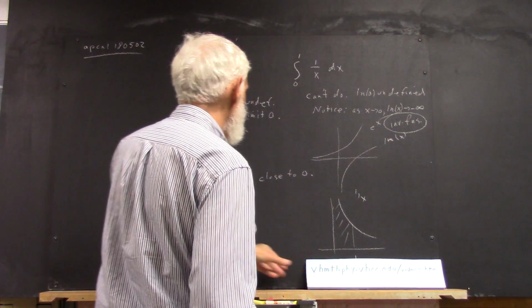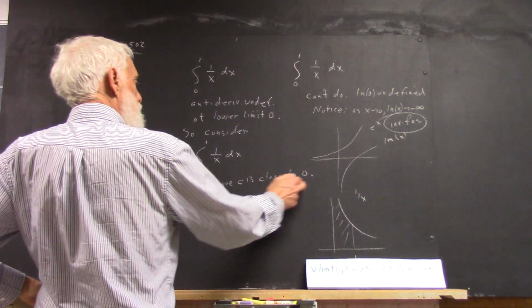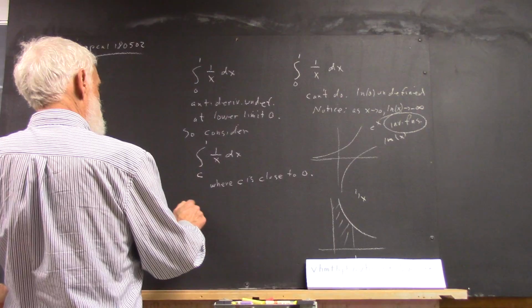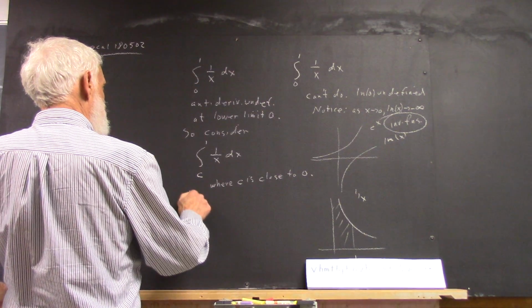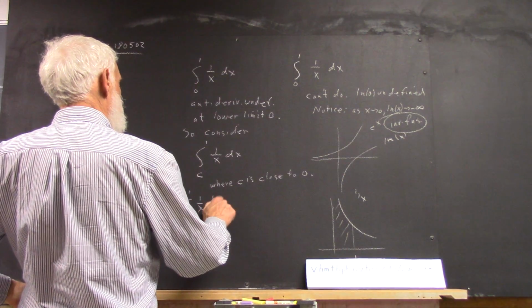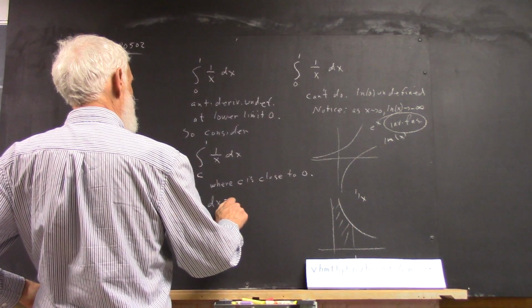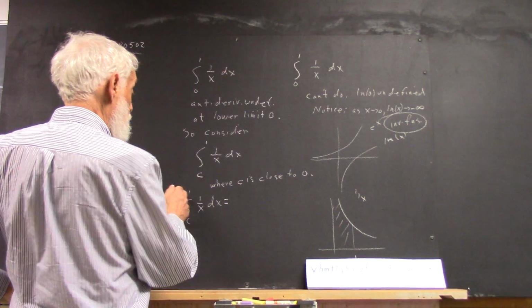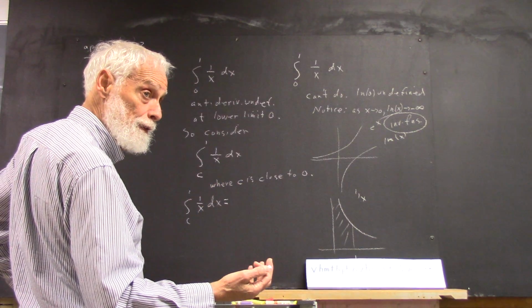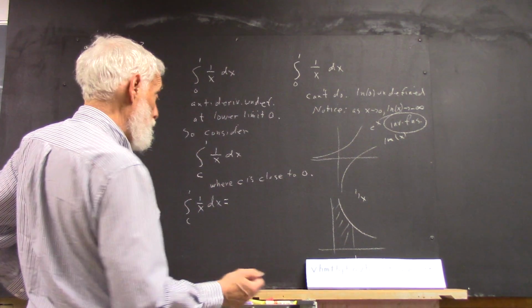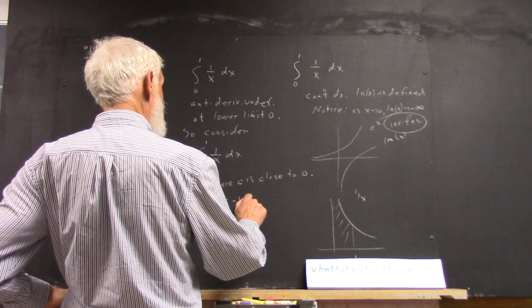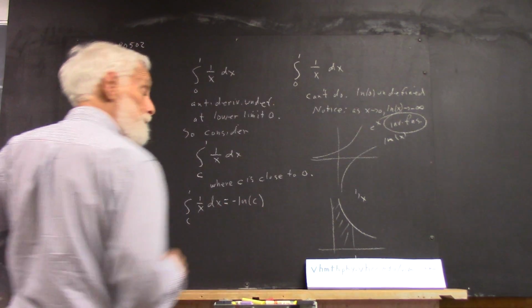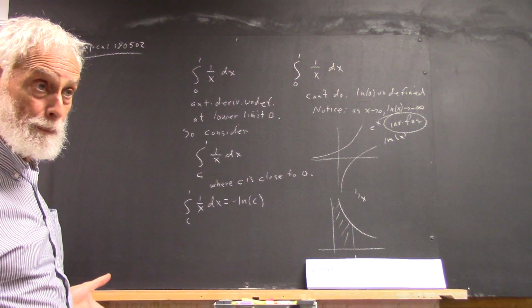So C is close to 0. Well, the integral from C to 1 of 1 over x dx is the natural log of 1 minus the natural log of C, right? So it's just negative natural log of C, the natural log of 1 being 0. Okay?